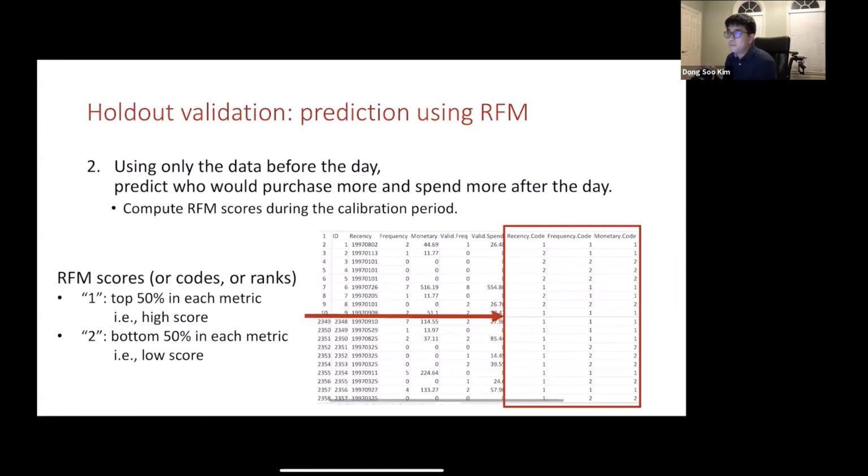From the RFM matrix, we now compute RFM scores. For simplicity, we consider only two groups for each score. For example, the top 50% customers in the recency metric are assigned to recency code 1, and the other 50% are assigned to recency code 2.